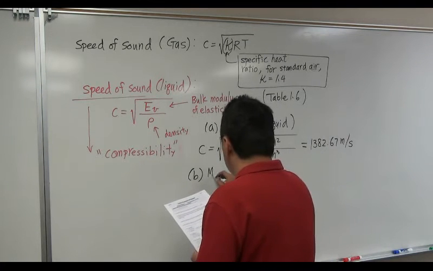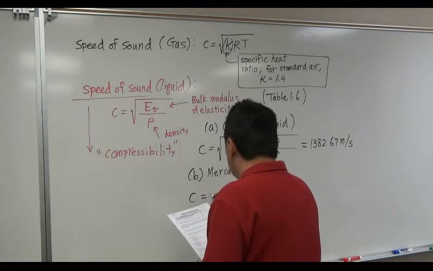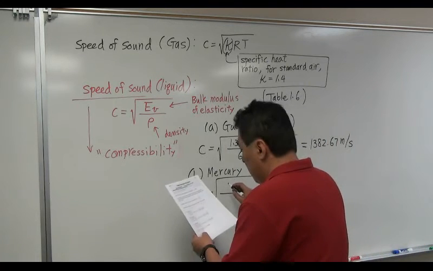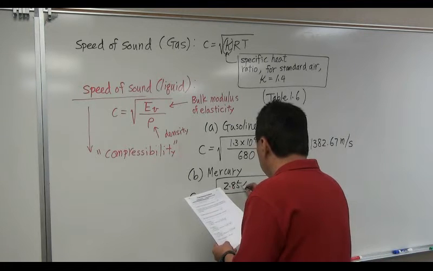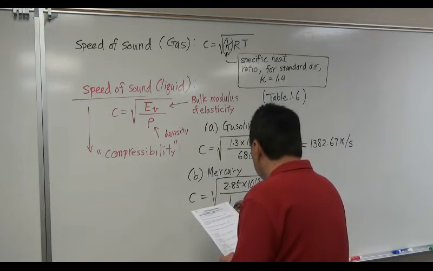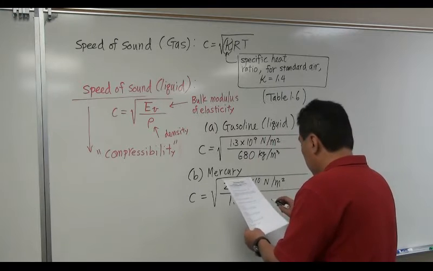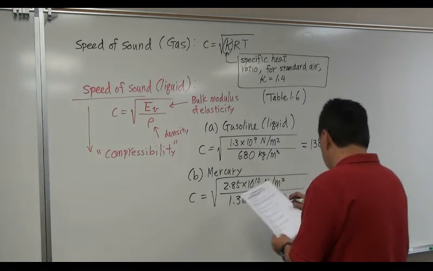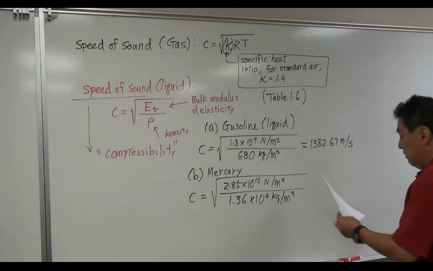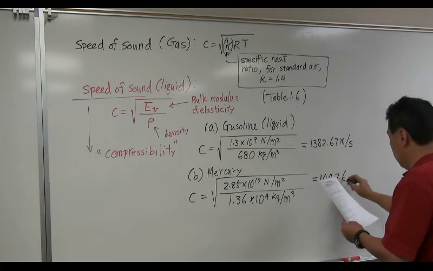B is mercury. Mercury is obviously a very heavy liquid. Once again, if you look at the properties of mercury, the bulk modulus is 2.85 times 10 to the 10th Newton per meter squared, divided by the density of mercury, which is also high, 1.36 times 10 to the 4 kilograms per cubic meter, which gives 1,447.61 meters per second.